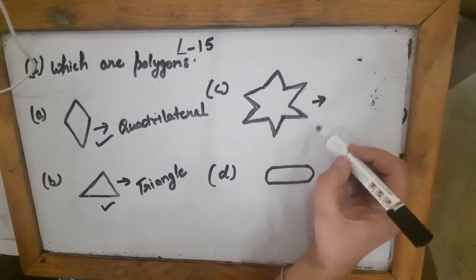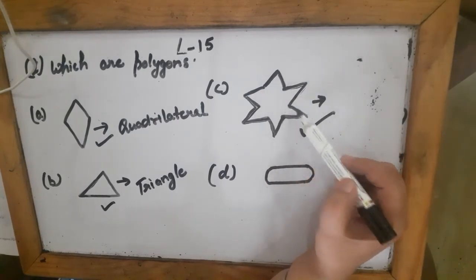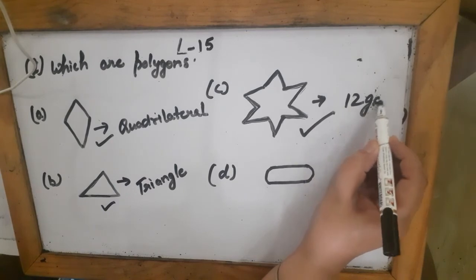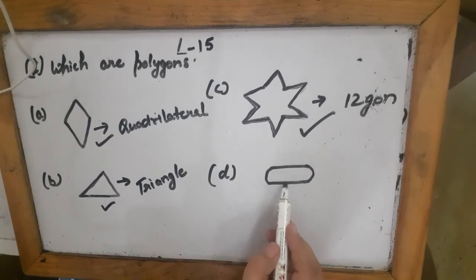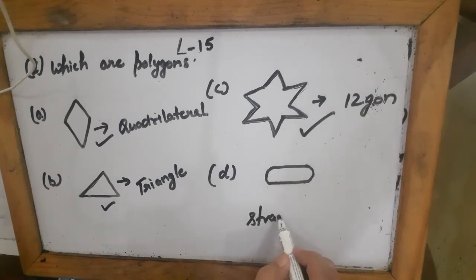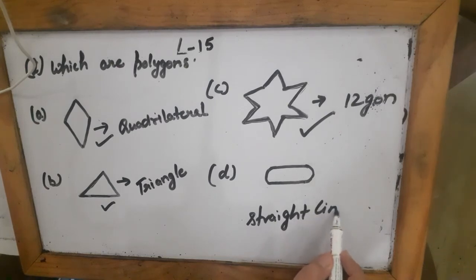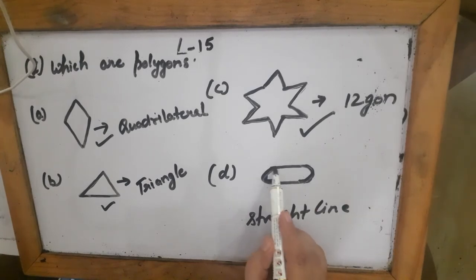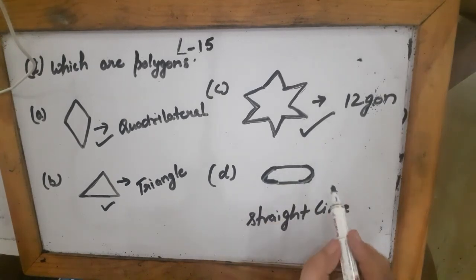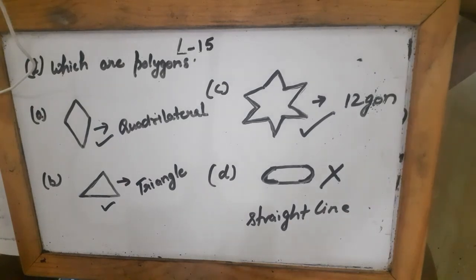So this also is a polygon because it has 12 straight sides and you can name it as 12-gon. And is this a polygon? I said a polygon is a simple closed figure made of straight lines. But are these lines straight? Here you can see there are curves. There are curves given over here. So these are not straight lines. So this is not a polygon because it is made up of curves. So this is not a polygon, while all the three others are polygons.